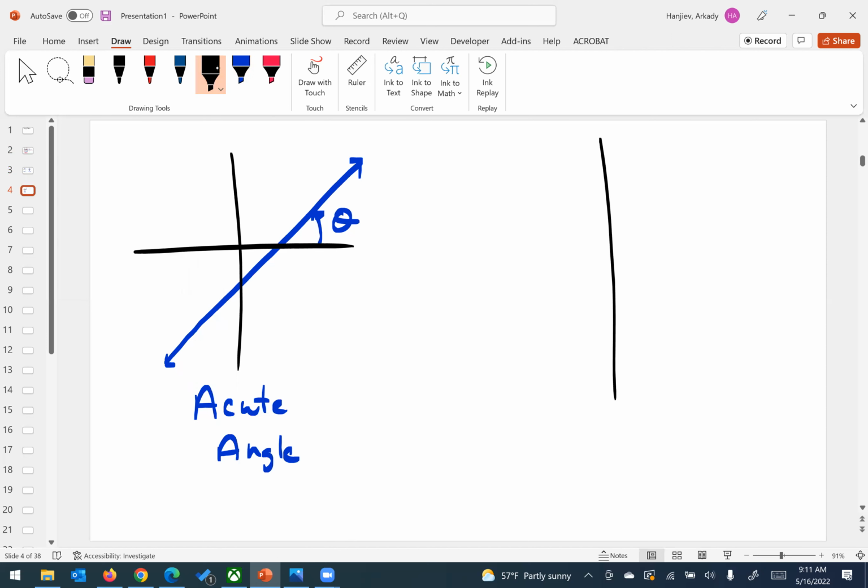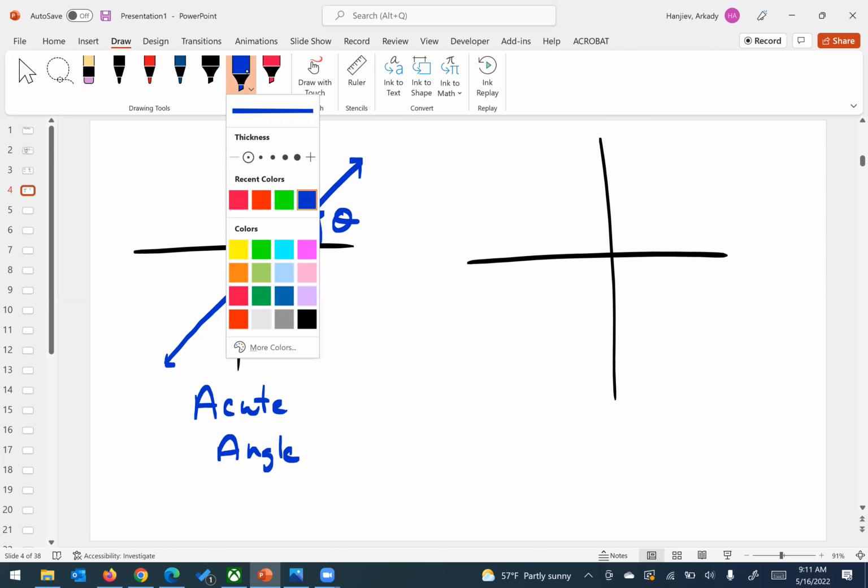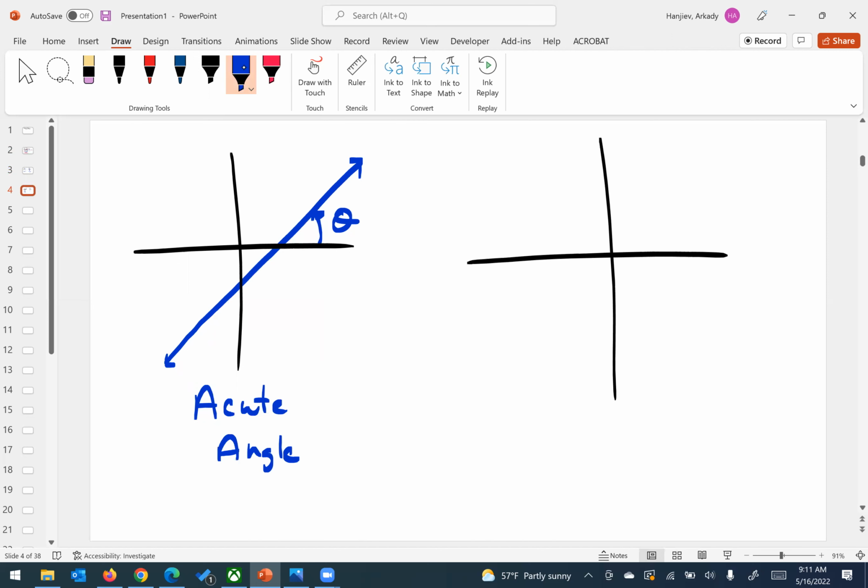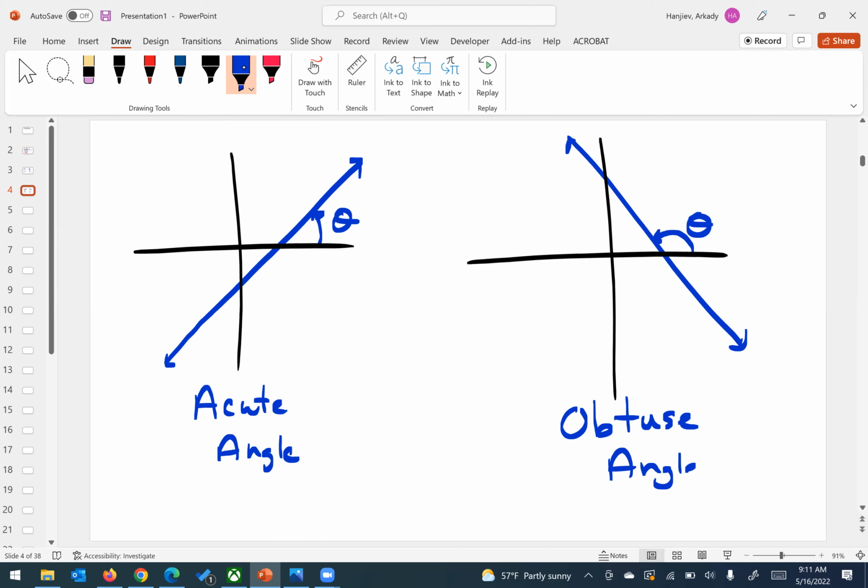And guess what? If this line is coming down this way, what does that look like? More than 90 degrees? Obtuse angle. So now the question, remember, is just how it hits the x-axis. That's what we're looking for, right? How does it hit the x-axis?